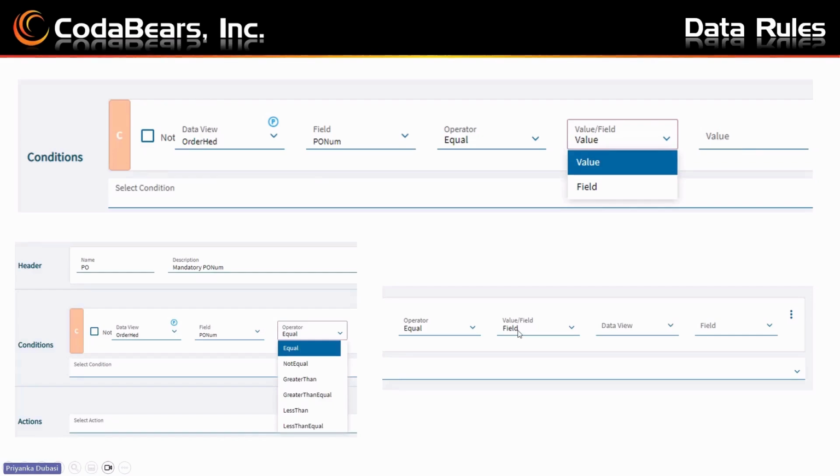And then once you select field here on the screenshot, we can see that further it's going to give you two more options, like which field you want this value to be equal to. So then you can select something else from order head, and then the field name you can select here. So these two options you have, whether you can do it from a value directly or by comparing this field to some other field on your data view.